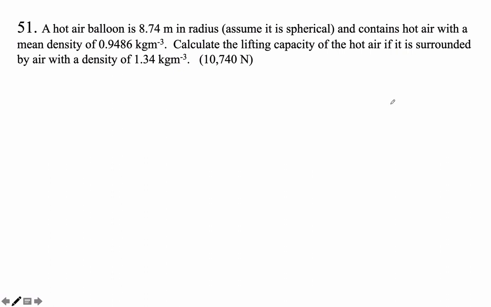A hot air balloon is 8.74 meters in radius. Assume it is spherical, which it's not, right? It contains hot air with a mean density of 0.9486. Calculate the lifting capacity of the hot air if it is surrounded by air with a density of 1.34, right? So it's maybe a little more dense. It's cold out or something like that, right?